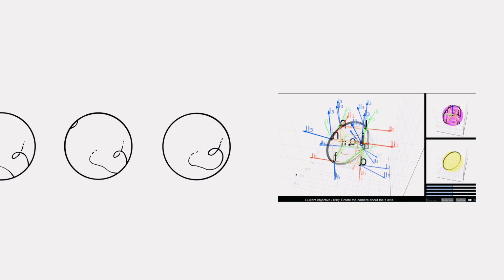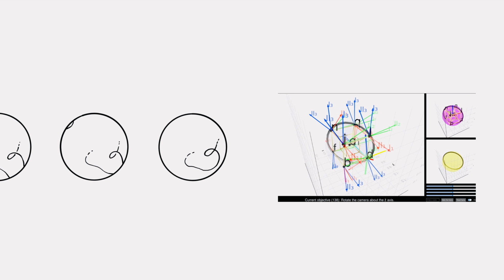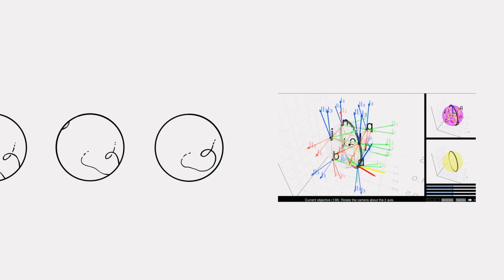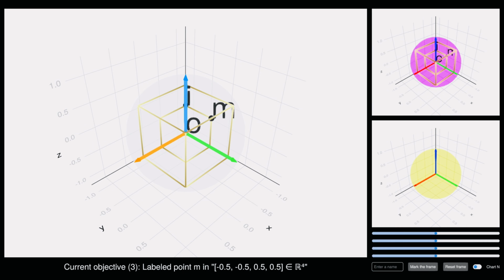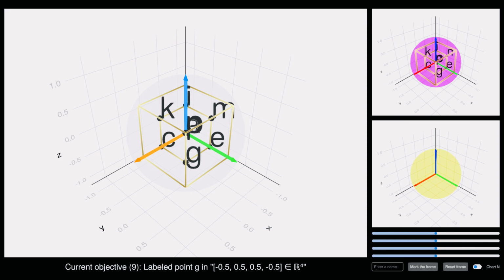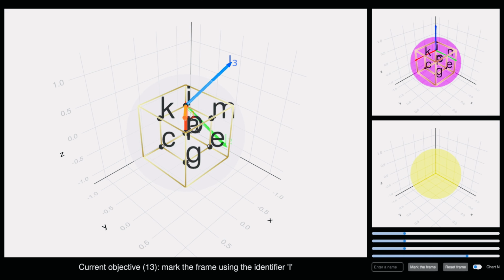Step 1. Mark the boundary of one copy of SO(3) with 16 vertices of a hypercube. Step 2. Make a tangent frame at origin point O and parallel transport it to the marked points. Step 3. Mark the frames with identifier 1.